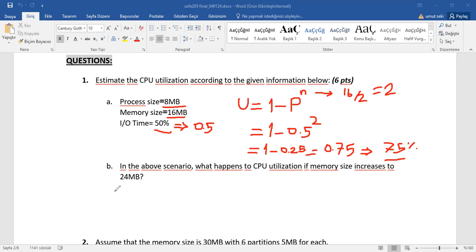What about the second one? In the second one, I just wrote the same thing verbally. Most of the students mix it up. I am saying: in the above scenario, what happens to CPU utilization if memory size increases to 24 megabytes?